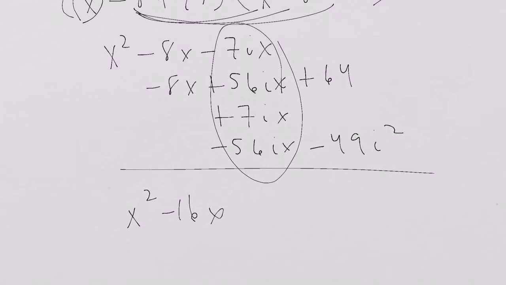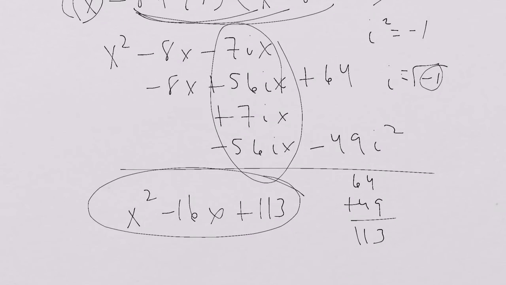And in a different video I talked about how i squared equals negative 1. Because since i is equal to root negative 1, when I square it, I just get left the inside, negative 1. So negative 49 times negative 1 is plus 49. So I have 64 plus 49, which is 113.